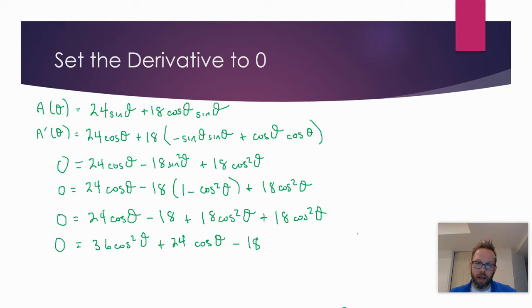So we're going to let u equal cosine theta, and that becomes 36u squared plus 24u minus 18. So what I'd like you guys to do is maybe pause the video and solve that equation. You might have to use the quadratic formula. Get a couple values for u, replace u with cosine theta, and see what kind of solutions you get.